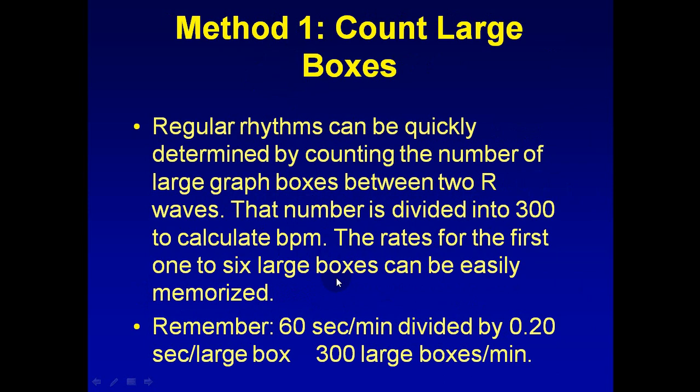The rate for the first 6 large boxes can be easily memorized. Remember that 60 seconds, equal to 1 minute, divided by 0.2 gives 300 large squares. So 60 seconds divided by the large square, which is 0.2 seconds, the number of squares is 300. That's why we divide by 300.